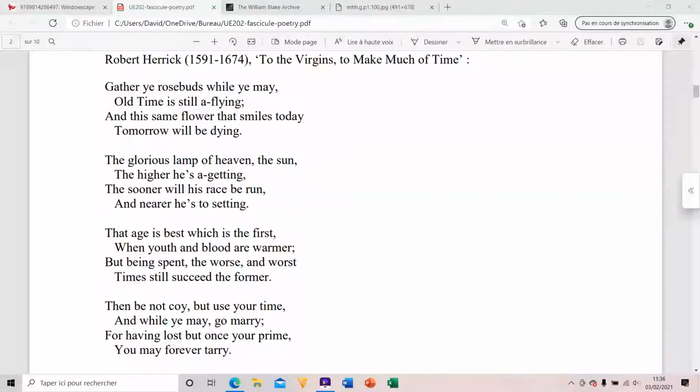The poem in the fascicule by Robert Herrick, To the Virgins to Make Much of Time, is really a very simple piece compared to most of the others in the fascicule. But there's nothing wrong with simple. It's a direct poem. It contains a number of beautiful images, and it's useful for studying certain metrical features of English verse.